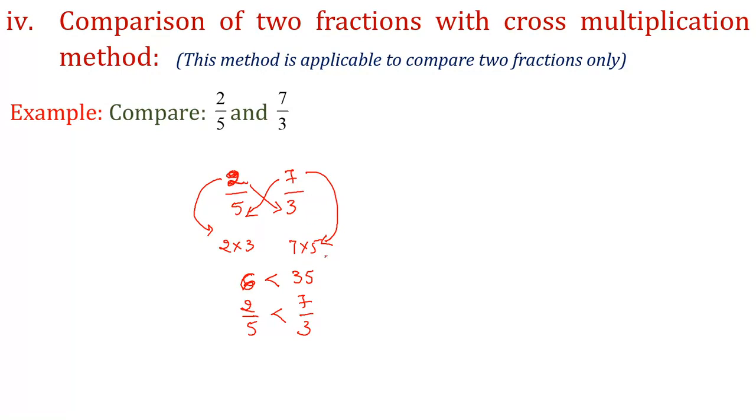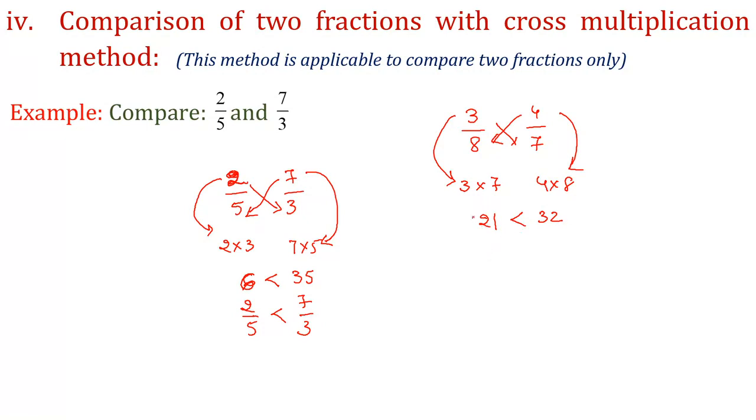So I am giving one more example here: 3 by 8 and 4 by 7. How to compare this? It's very easy. Multiply this numerator with this denominator, starting from here. You should write the product under 3 only, under the first number only. So 3 into 7, and now 4 into 8 you should write here, under 4 only. Now 3 7s are 21, and 4 8s are 32, and 21 is less than 32.